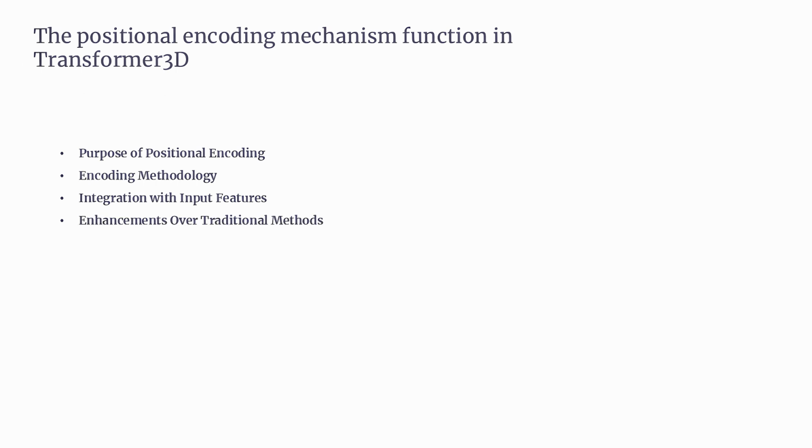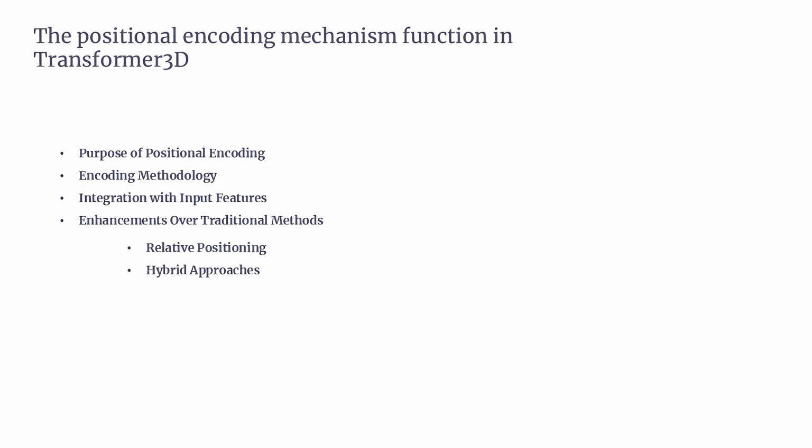The fourth, enhancements over traditional methods. 1. Relative positioning. In some versions of Transformer 3D, positional encoding may focus on relative positioning rather than absolute coordinates. This allows the model to better understand how points relate to each other within a scene, which is especially useful for dynamic environments where positions might shift or change over time. This relative approach emphasizes the relationship between points rather than just their absolute locations, enabling the model to be more adaptable to changing spatial contexts.